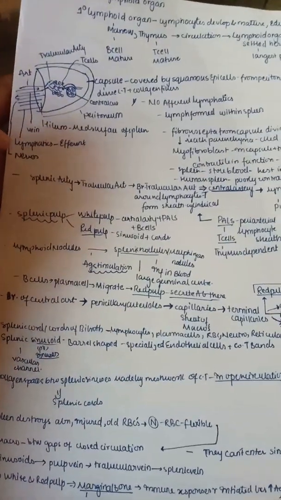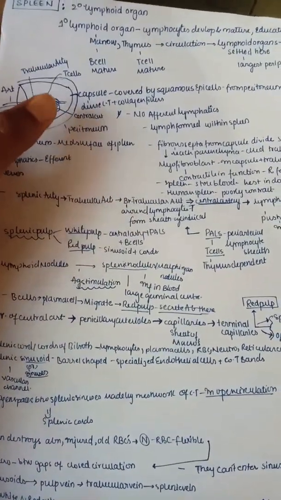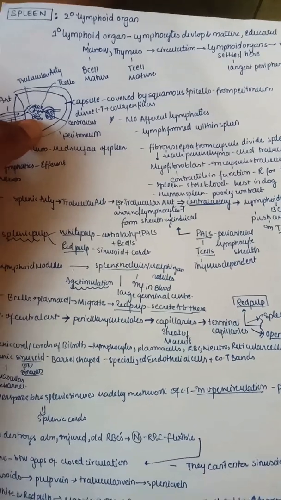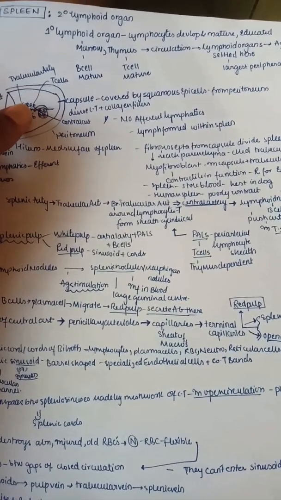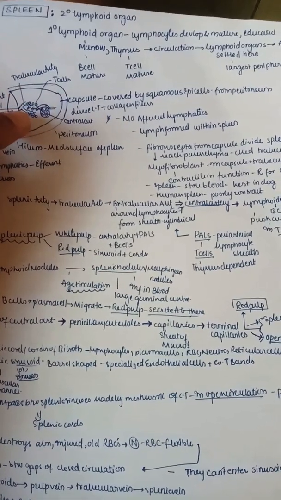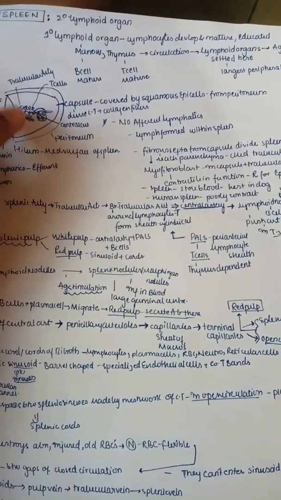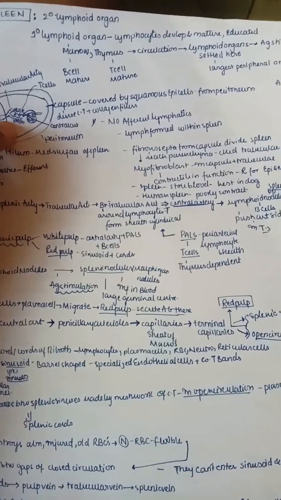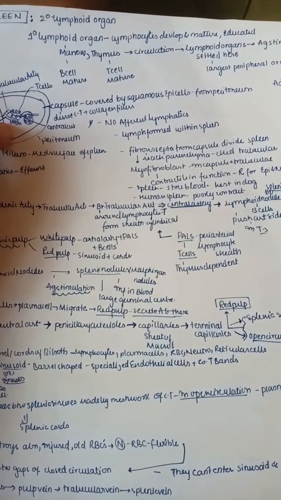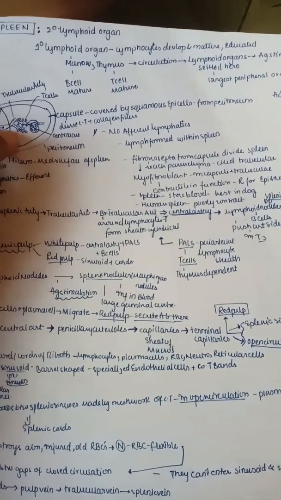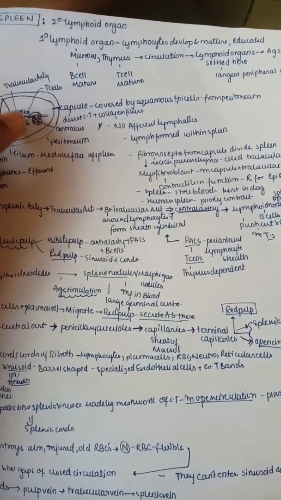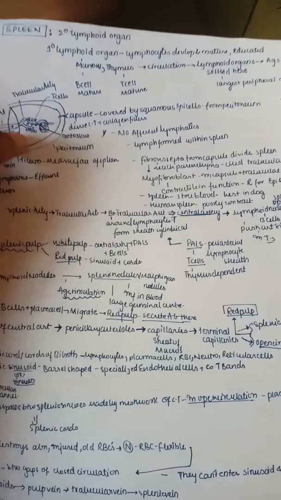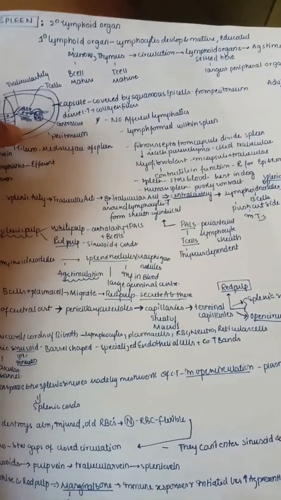The splenic artery branches into the trabecular artery. Around this trabecular artery we can find lymphocytes, mainly T lymphocytes, which form a cylindrical sheet known as PALS. PALS is nothing but the periarterial lymphocyte sheet. It mainly contains T cells, and they are thymus dependent, because this sheet is covered mainly by T cells.